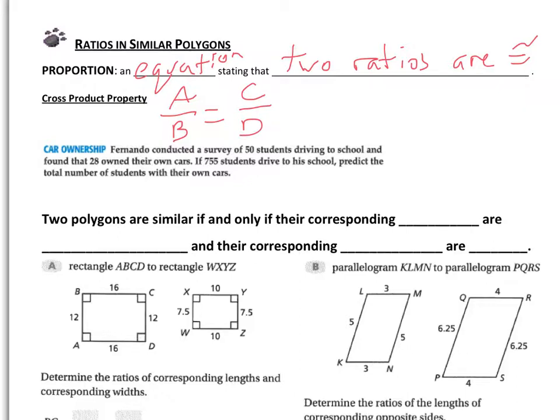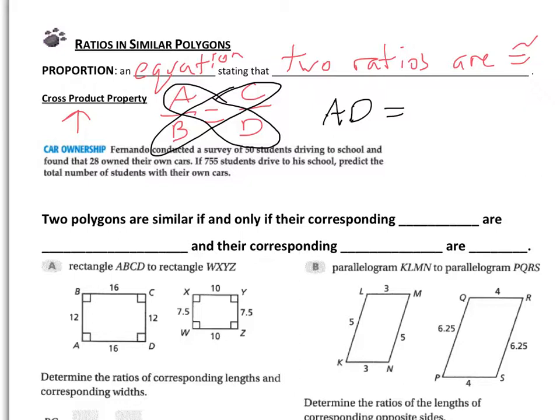Now what this cross product property right here says is that I can take the factors between and basically cross multiply so that we get A times D, and we say that that is equal to B times C. So let's look at this example. We've got a word problem.